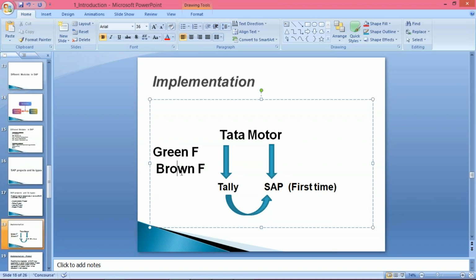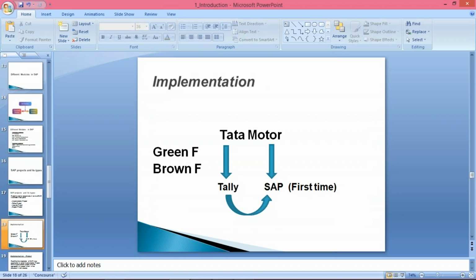Brownfield implementation means, let's suppose Tata Motor is using Tally, and Tally is going to be replaced by SAP. So it means some existing ERPs are there. Wherever existing ERPs are there, those projects are called brownfield implementation. Brownfield means one existing ERP is already there, and we have to replace that ERP with SAP.